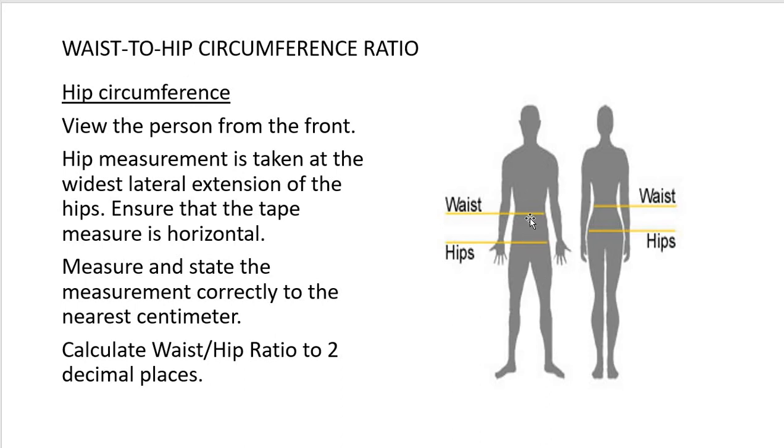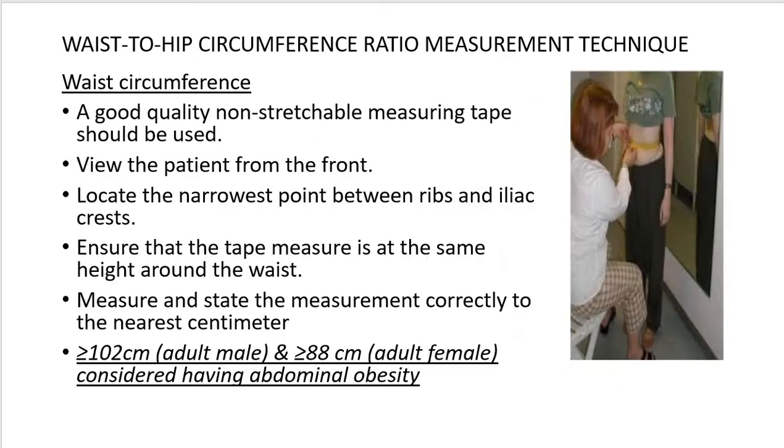Below the ribs, between the ribs and the iliac region, we have to take the narrowest point. Then ensure that the tape measure is at the same height around the waist. Means around the waist, the height of the tape should be the same. It should not be lower at the back and higher at the front, not like that. It should be at the same height. Then measure and state the measurement correctly to the nearest centimeter.